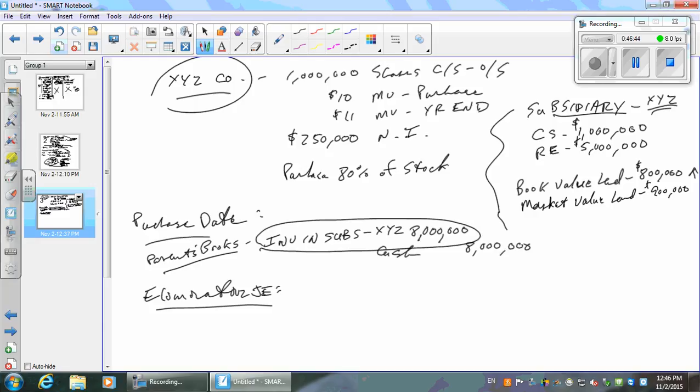All right, so I guess it's good to know what that is. Whose books is this elimination entry going to go on? Nobody's. Just on the worksheet, right? Good, good.